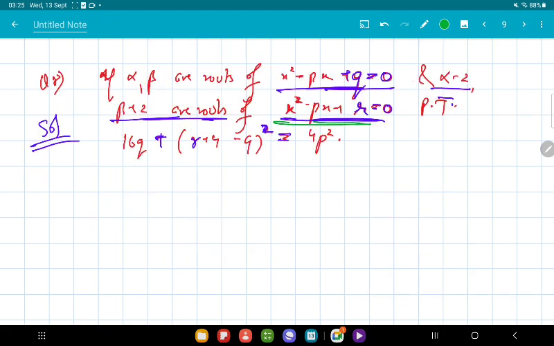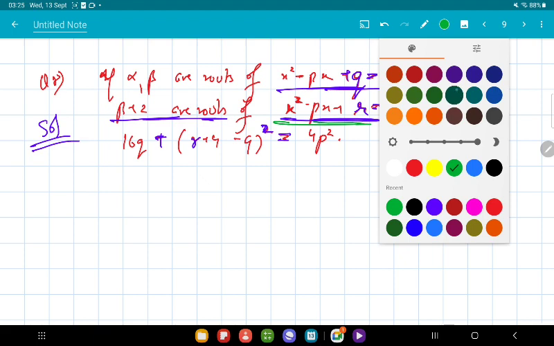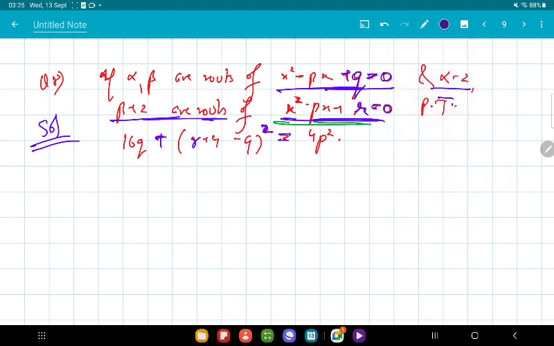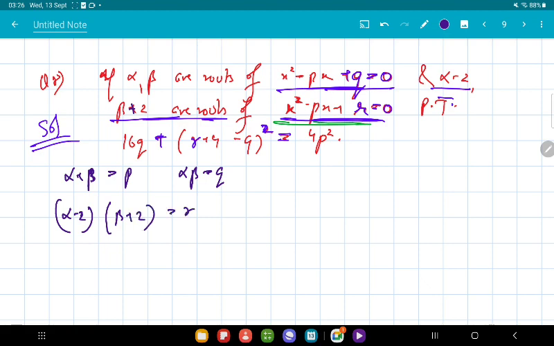Okay. Next question they are saying, alpha and beta are the roots of the equation x square minus px plus q is equals to 0, and alpha minus 2, beta plus 2 are roots of x square minus px plus r. Prove that this and this. Okay, sir. See, one by one we will try to solve this. Alpha plus beta is equals to p, given. Alpha beta is equals to q, given. Okay, alpha minus 2 into beta plus 2 is equals to r.